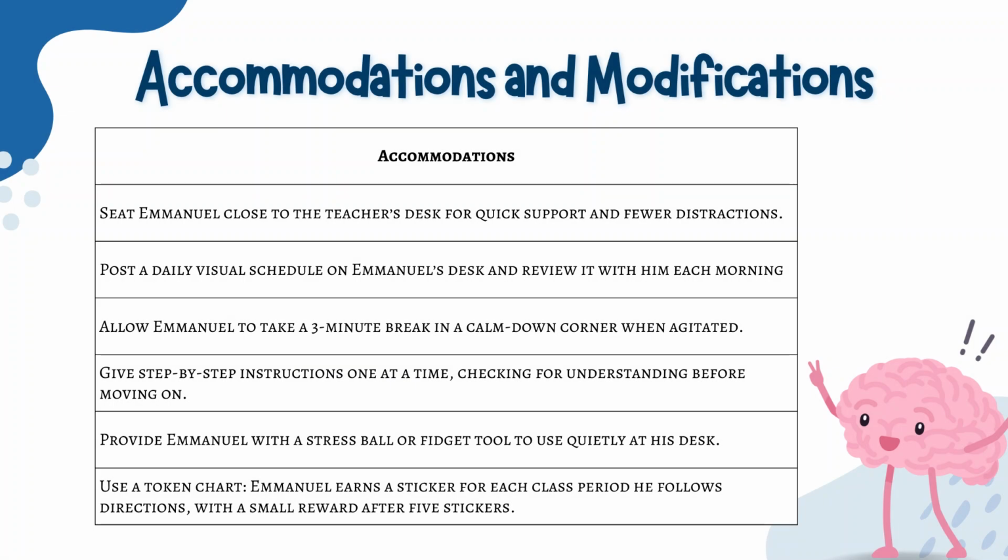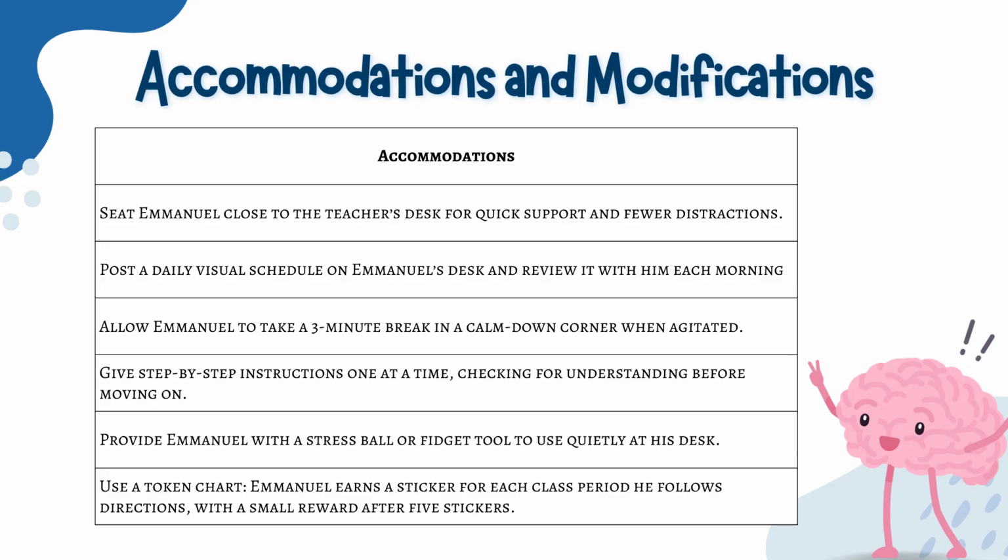Now, let's move on to accommodations and modifications para sa student na si Emmanuel with ODD. So, accommodations is sit Emmanuel close to the teacher's desk for quick support and fewer distractions. Para kapag kailangan niya ng help in a certain task or he's feeling overwhelmed in a certain task, mas madali siyang makaka-ask ng help sa teacher. Another one is post a daily visual schedule on Emmanuel's desk and review it with him each morning para alam niya na kung ano yung i-expect niya na gagawin that day.